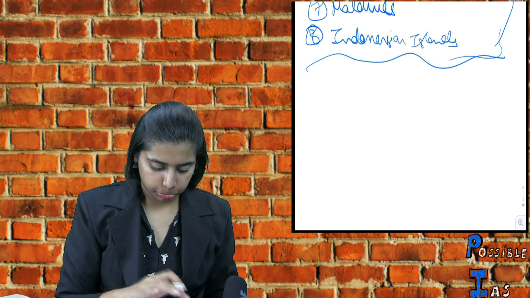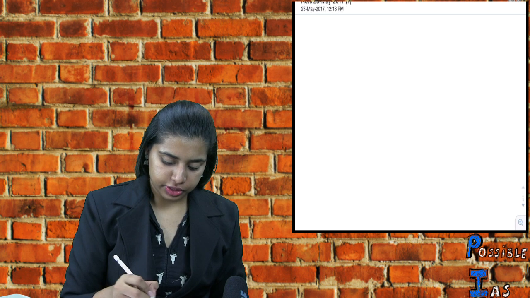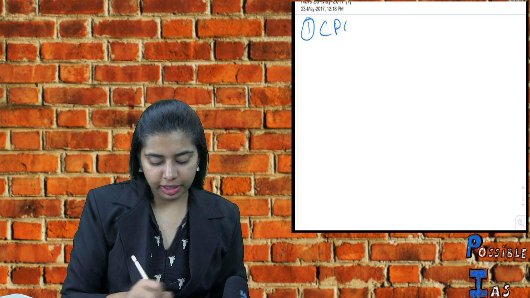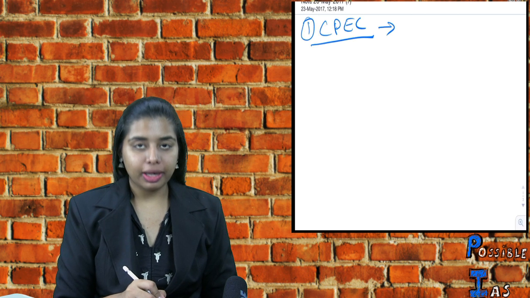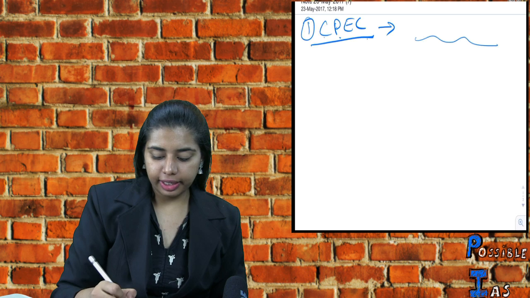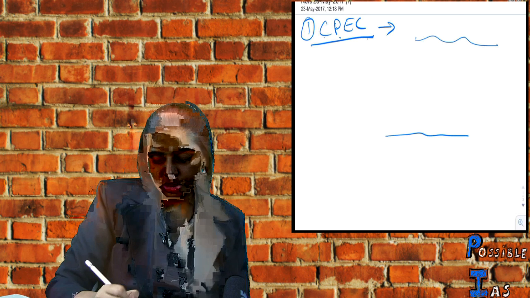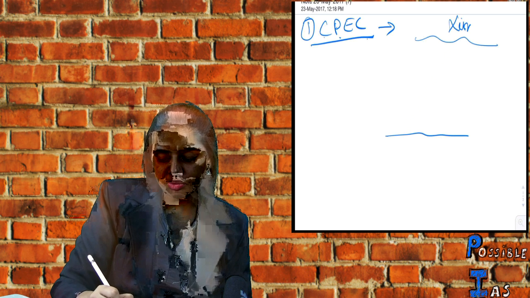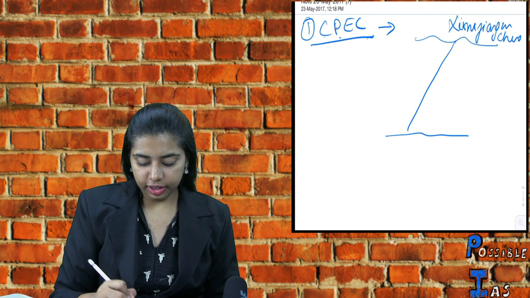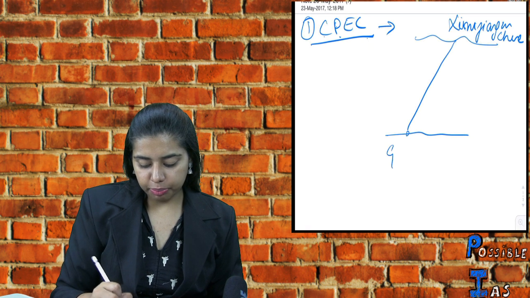Now another thing that has been in news recently is CPEC. What is the CPEC? CPEC is the China-Pakistan Economic Corridor. What does the CPEC connect? China to one part of Pakistan. The Xinjiang province in China is connected with the Gwadar port in Pakistan. So this is what it is connecting.